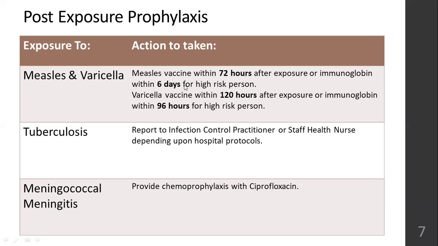Coming to varicella, if you have been exposed to a chickenpox case, within 120 hours vaccination can be taken, because the varicella zoster incubation period is quite long. So within 120 hours you can take the vaccination after exposure, or within 96 hours, or almost around the same time, you can directly take the antibodies for a high risk patient.